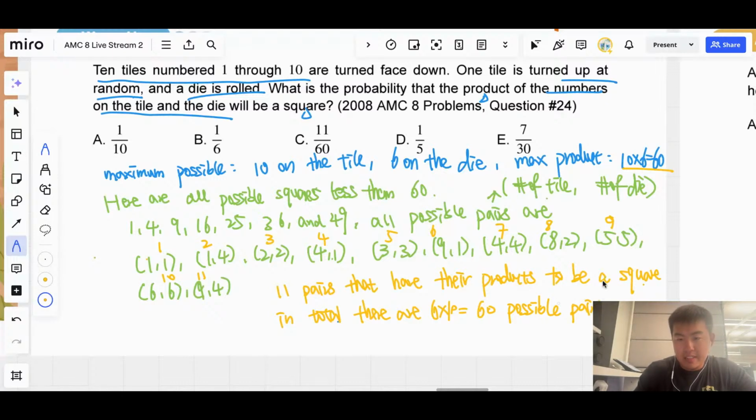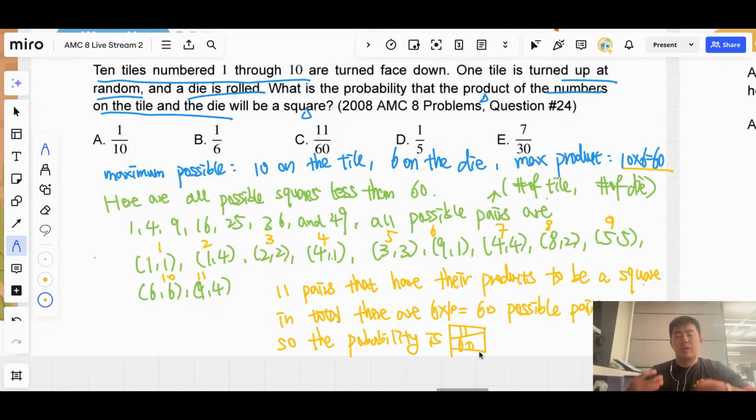In this case, it's asking for the probability, the fraction. So the answer is, I'll say the probability is just 11 over 60, right? The number that we are interested in over the total possible outcomes. So 11 over 60, this gives us option C is correct. You see how we tackle a problem like this, right?